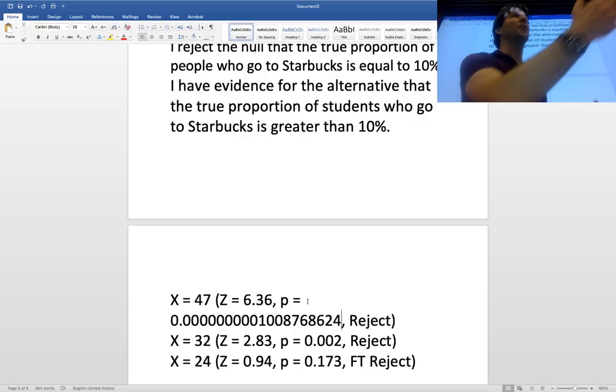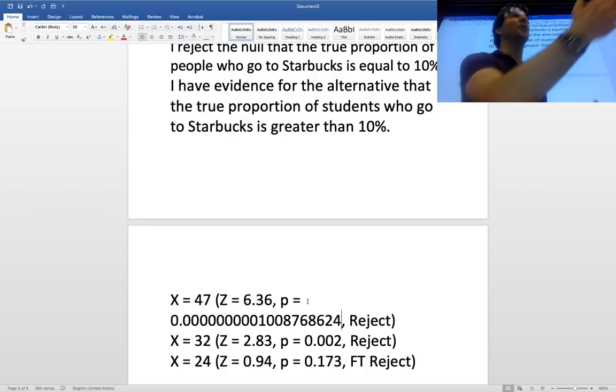Does that make sense? If 80% of students in our sample liked Starbucks and went to Starbucks, should we see that if 10% is true? Is it possible to see 80%? Maybe if we talk to 10 people, right? But even then, it'd be unlikely. So you'd reject 10% and say, I don't think 10% is true. I have evidence against that.